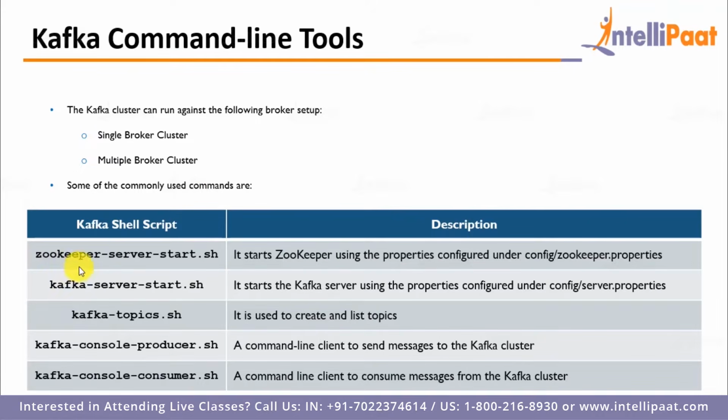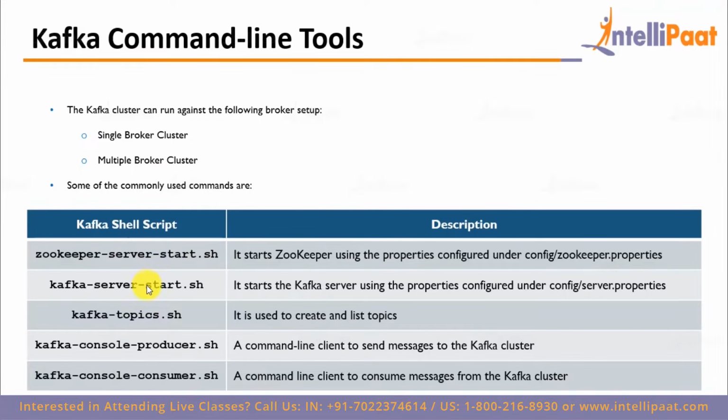So we'll start off with zookeeper-server-start.sh. Now, whenever we are working with Kafka or real-time processing, we need Zookeeper. So to start Zookeeper, we would have to run this command. So we'll type in zookeeper-server-start.sh. So as we see over here, it starts Zookeeper using the properties configured under config/zookeeper.properties. So in simple terms, this command is basically used to start the Zookeeper service.